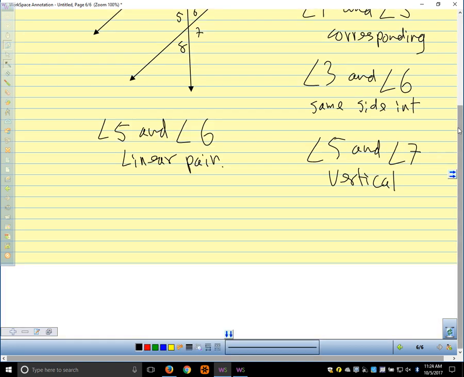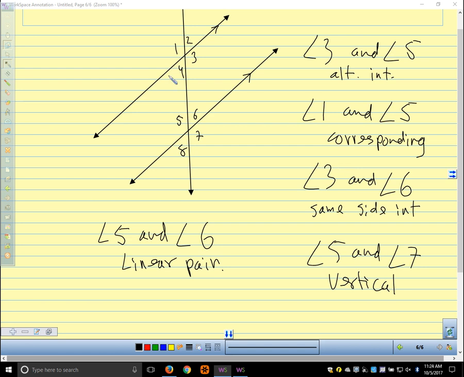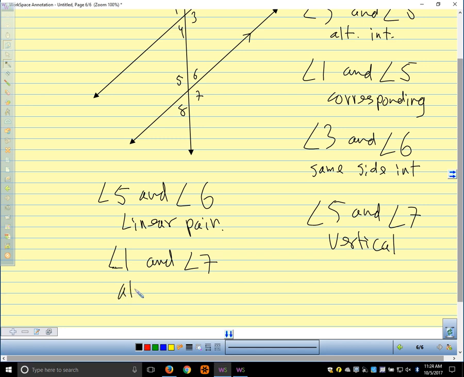Let's do one more. So with the whiteboards, we'll practice on this kind of thing. Angle 1 and angle 7. They're exterior, definitely on the exterior of the parallel lines. Same side or opposite sides of the transversal? Opposite, so we call them alternate exterior. Okay, questions there?